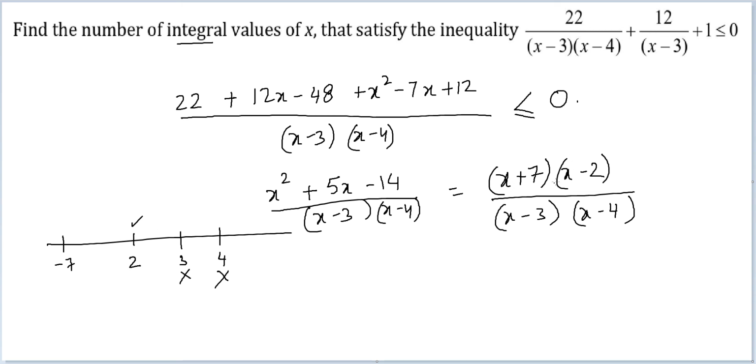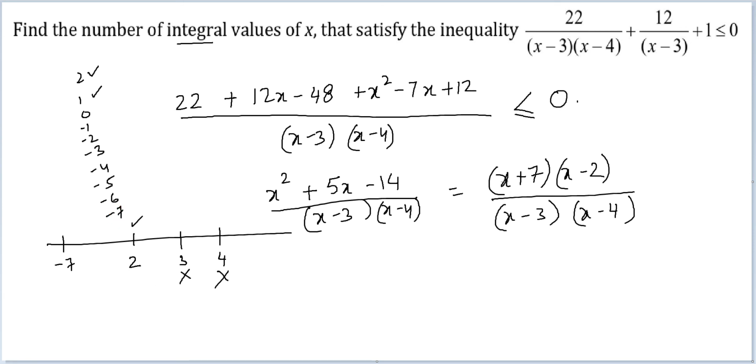At 1, what would happen? At 1, this would turn to positive, 1 plus 8, 1 minus 2 would be negative, 1 minus 3 would be negative, x minus 4 would be negative. So 2 works, 1 works, and if 2 works and 1 works, everything in between up until minus 7 will work. So 2, 1, 0, minus 1, minus 2, minus 3, minus 4, minus 5, minus 6, so forth will work. Minus 7 would give me 0, so that will also work. These many terms will work.